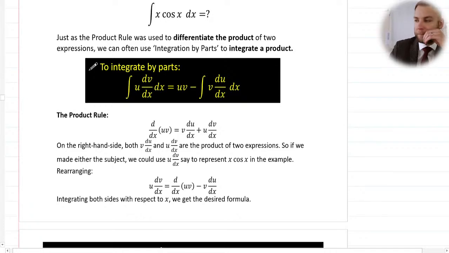So that's what you need to get down. I'll give you a second to get that down. It's the integral of u dv by dx with respect to x is equal to uv minus the integral of v du by dx. And this is in the formula booklet. So get that down.